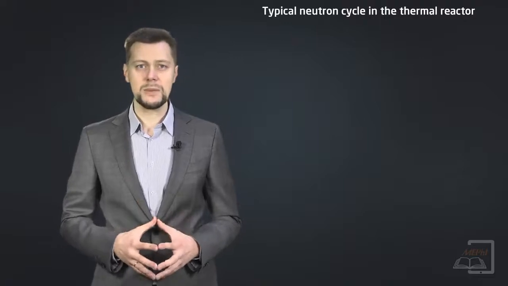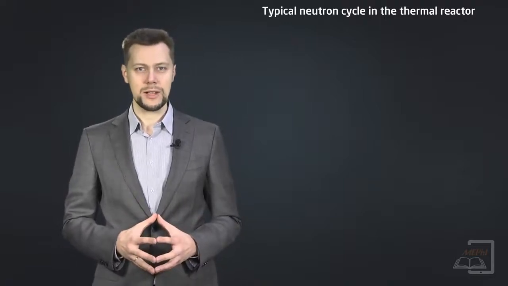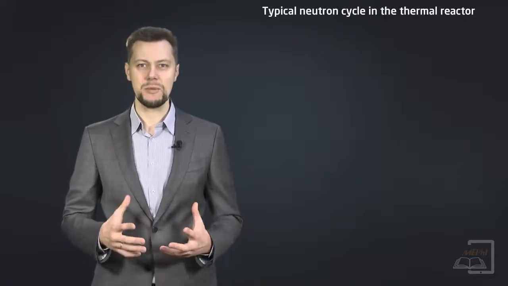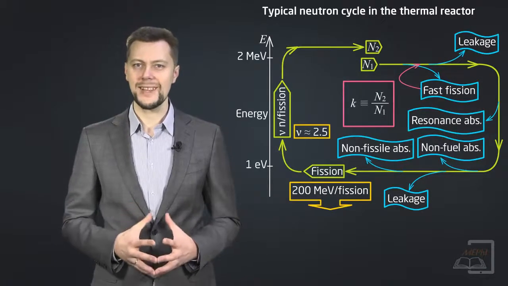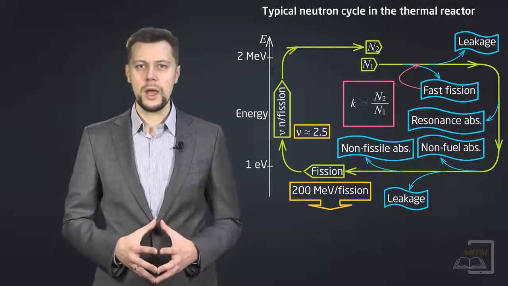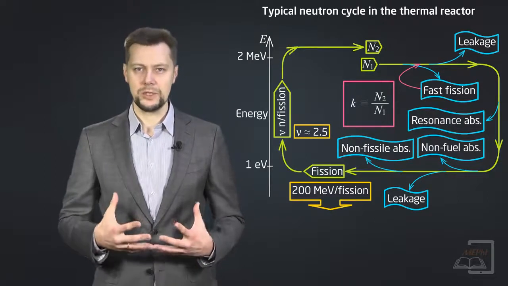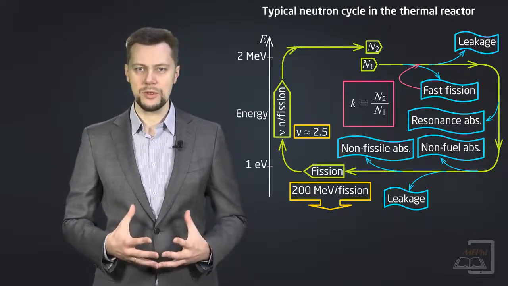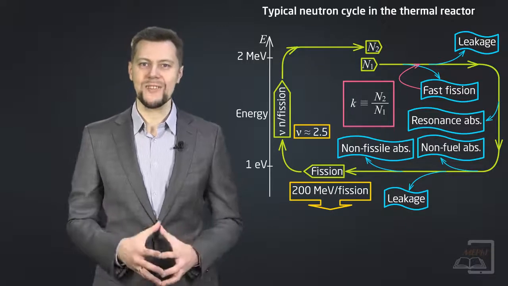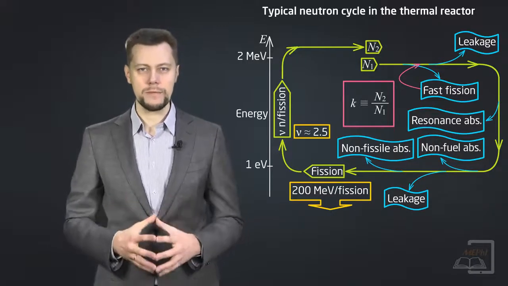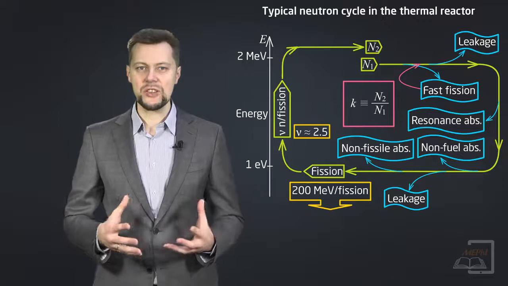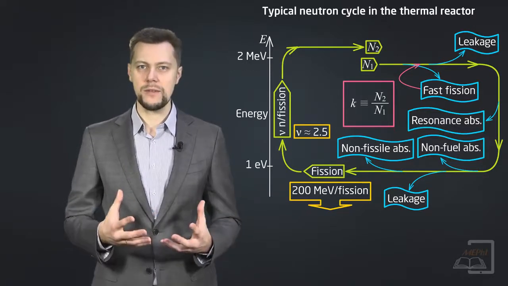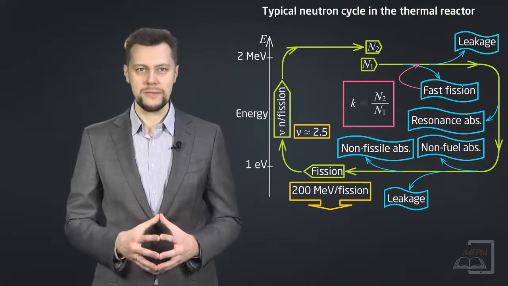First, I should explain the typical neutron cycle in a nuclear reactor. By default, for simplification reasons, we will consider the thermal reactor. Let's imagine that in the core, at the moment, N1 neutrons were born by fission. Thus, they are fast. What can happen with fast neutrons? The first part of them can fly out from the reactor core. The second, the fission reaction can occur on any heavy nuclei, uranium-235 or 238.